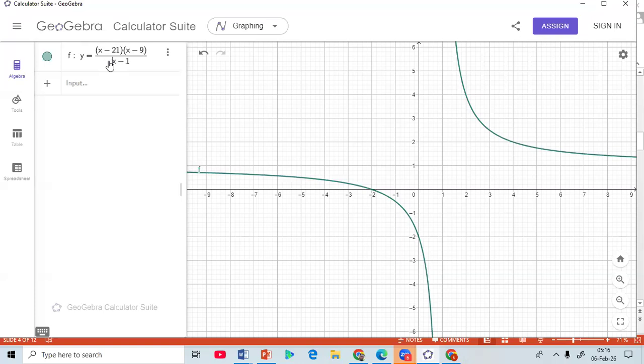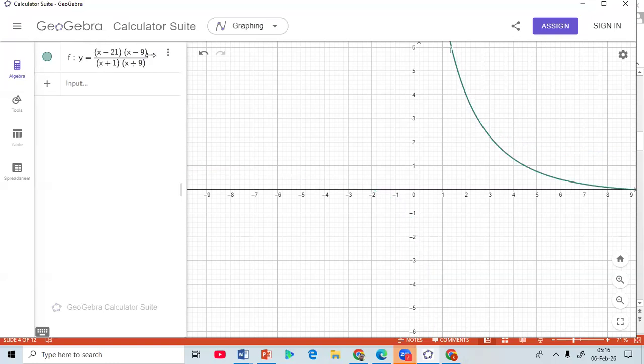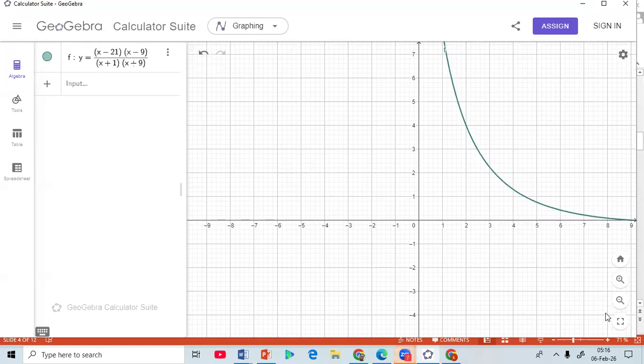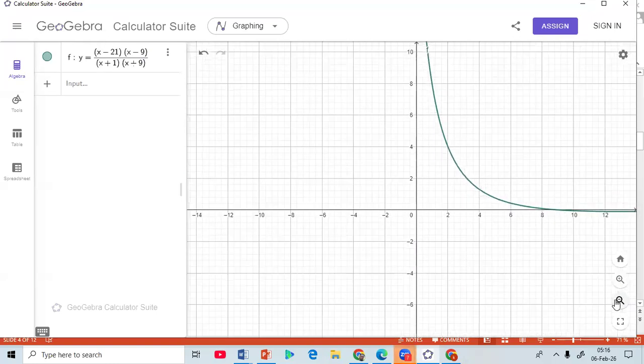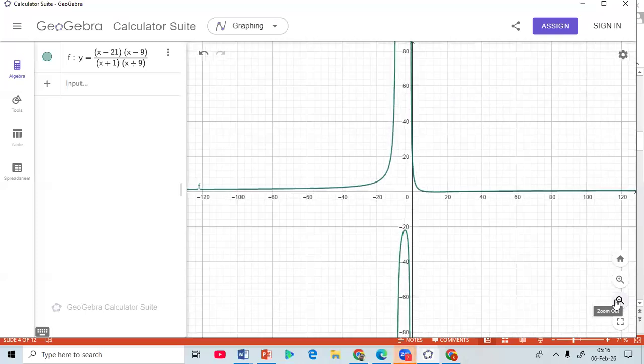Then this one down was x, and this was a plus, and then we had another bracket, x plus 9. So when you look at that curve after sketching, your curve will look like that. I'm going to minimize it such that you can be able to see all those graphs.